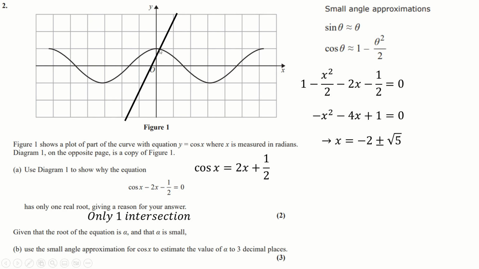It's this one here, which is a positive number. It's just to the left, sorry, to the right of the y-axis. So which one of these is positive? Well, clearly it's minus 2 plus root 5. So that'll be the answer, as a decimal, this.